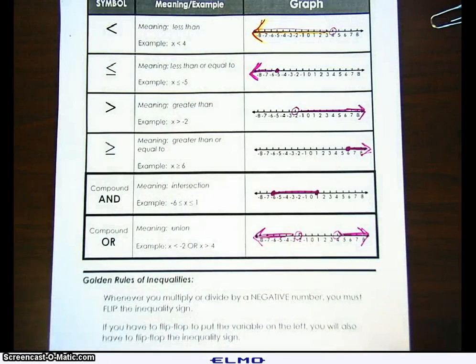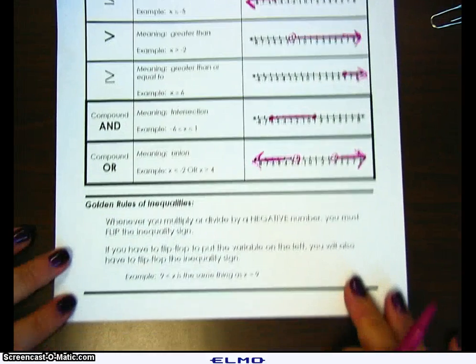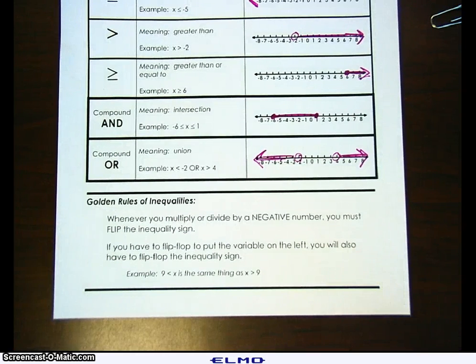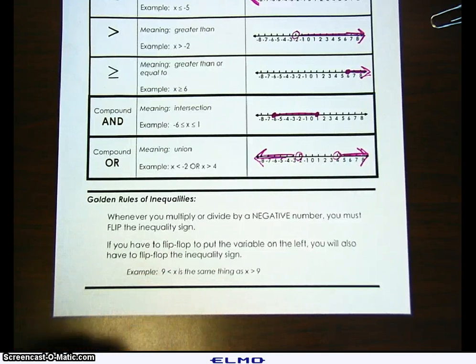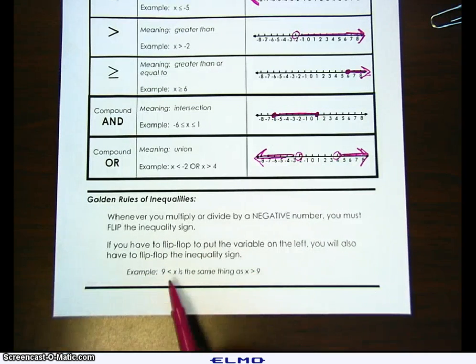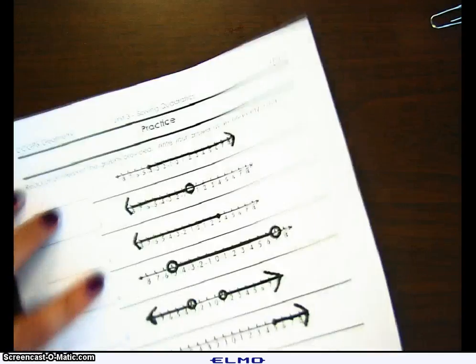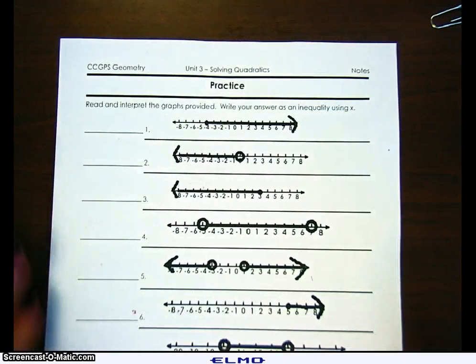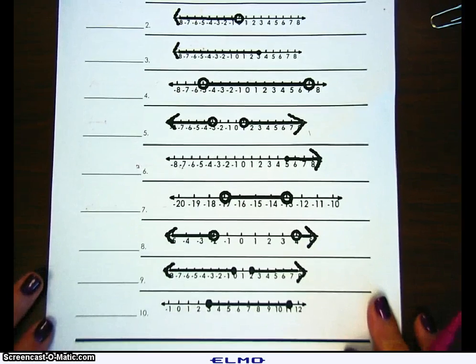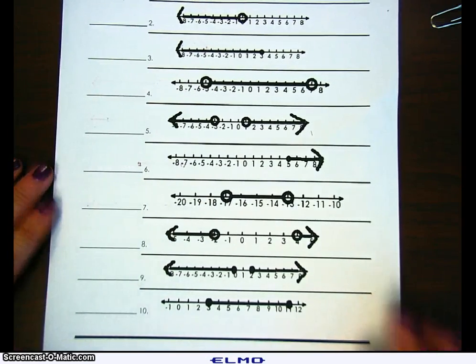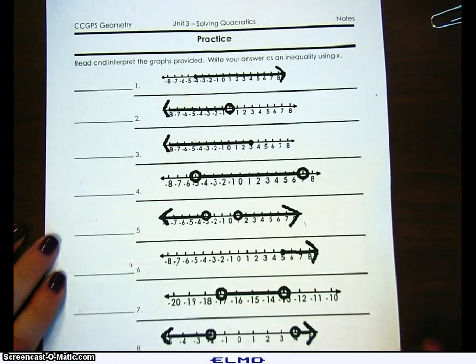Ands go together. The golden rule is anytime you multiply or divide by a negative, make sure you flip the inequality sign. And I always put my variable on the left. If you have to move the variable to the left, it will also cause the sign to flip. It means the same thing. So on the back, there are some that we're going to practice in class to see how you do to make sure that you understand these. You can try them before you get to class, or you can wait in class to do these.